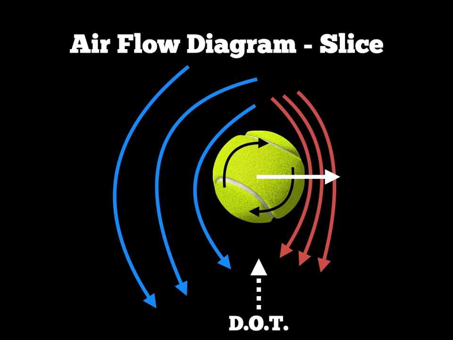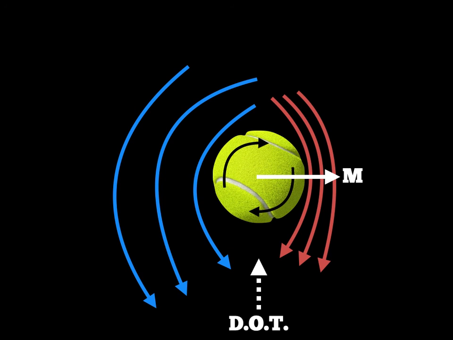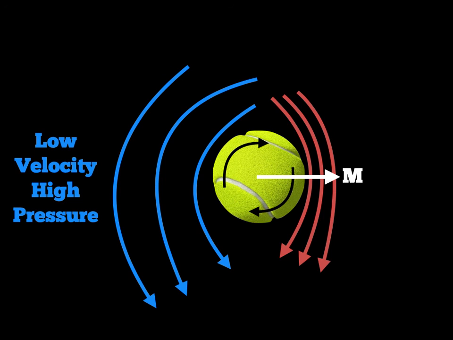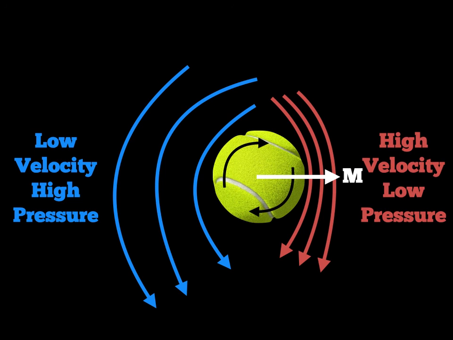Your Magnus effect will therefore pull the ball to the right because that's the direction the spin will be going in. So remember to label that as M from the centre of mass. And finally, talk about your pressure and air velocity. So on the left, we've got low velocity but high pressure. And on the right half of the ball here, we've got high velocity and low pressure. And again, that is your completed exam answer diagram for an air flow diagram for slice.